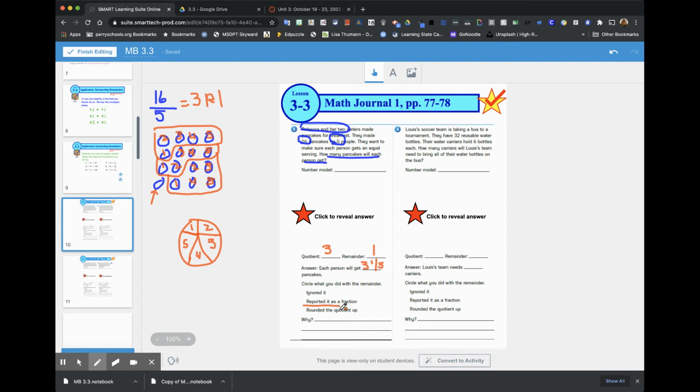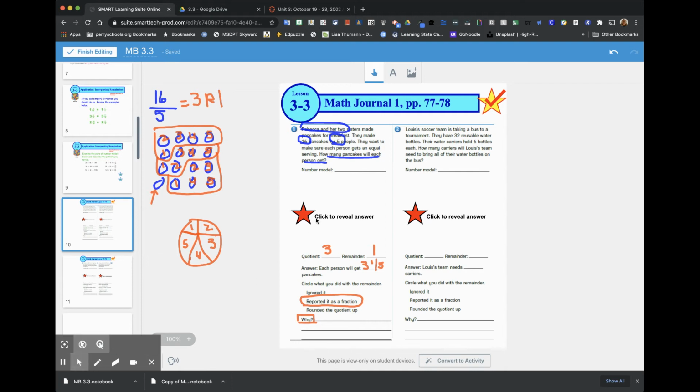And so I'm going to report it as a fraction because I can cut up a pancake. I can share that. It's not like in the past when we were buying a pair of pants and we only had $5 left over for a $15 pair of pants. We can split up these pancakes. And that would be my Y right there, what I just said. That's what you would write right there.